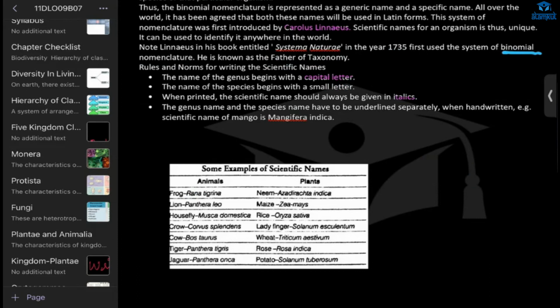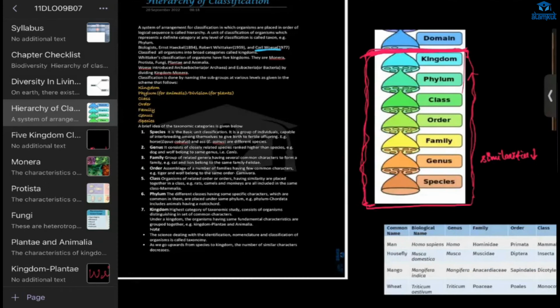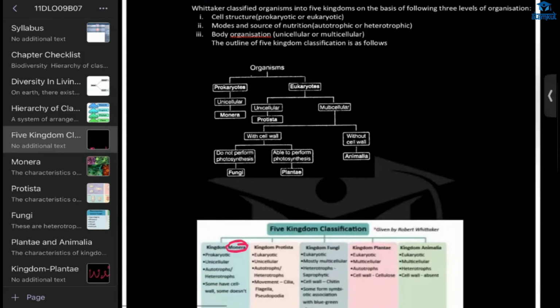Okay. So in this chapter, what have we learned? We have learned about the diversity in living organisms and how they are classified, right? Five kingdom classification. First is this hierarchy, the categories: kingdom, phylum, class, order, family, genus, species, right? In this five kingdom classification, we have seen the five kingdoms: Monera, Protista, Fungi, Plantae, and Animalia.